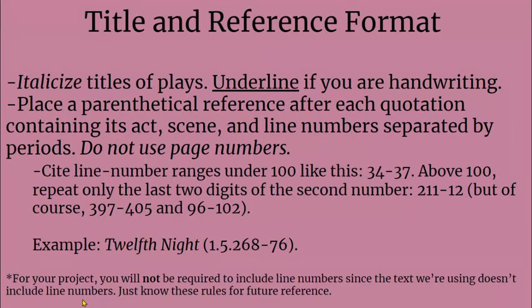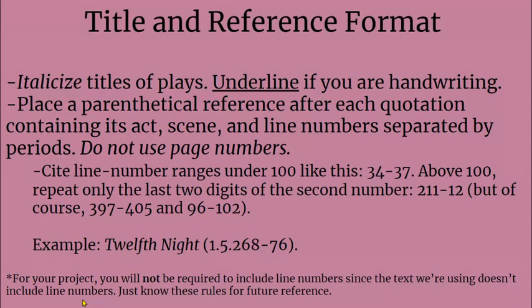All right, when you are citing the line ranges, a couple of things. All right, if it's under 100, you're going to do lines 34 through 37. All right, or let's say 72 through 79, 81 through 92. All right, just like you normally would. But if it's above 100, you repeat only the last two digits of the second number. All right, so 211 through 212, or through 12, or let's say 254 through 59, 281 through 83.